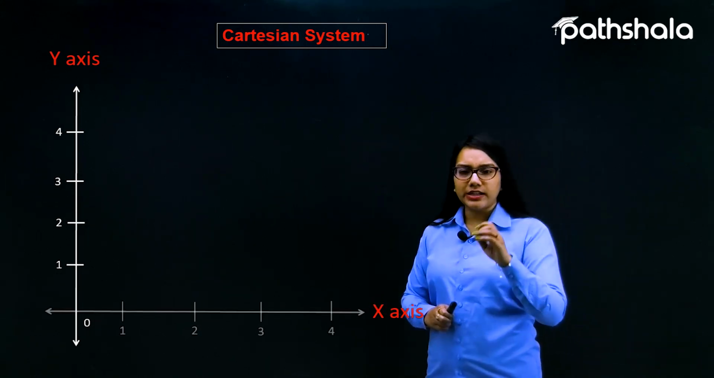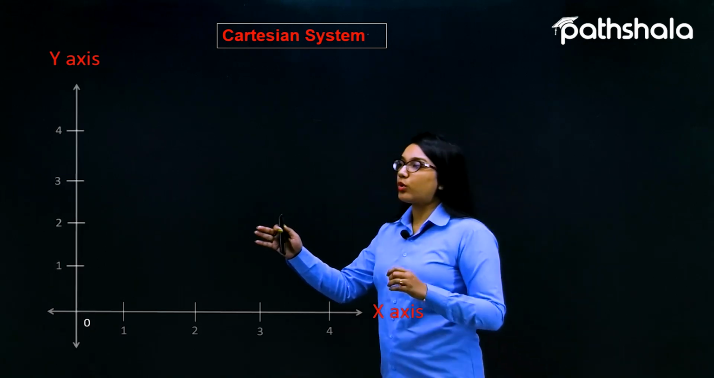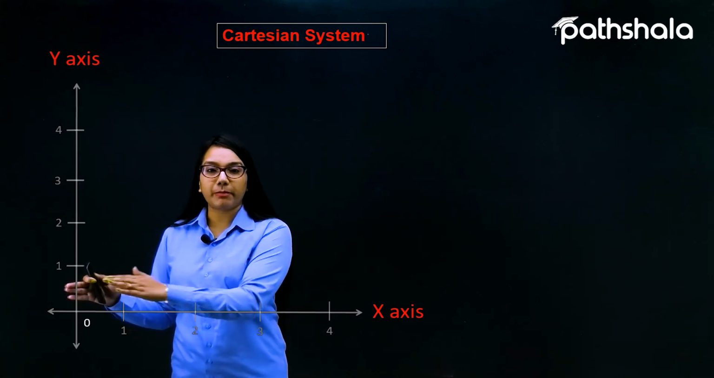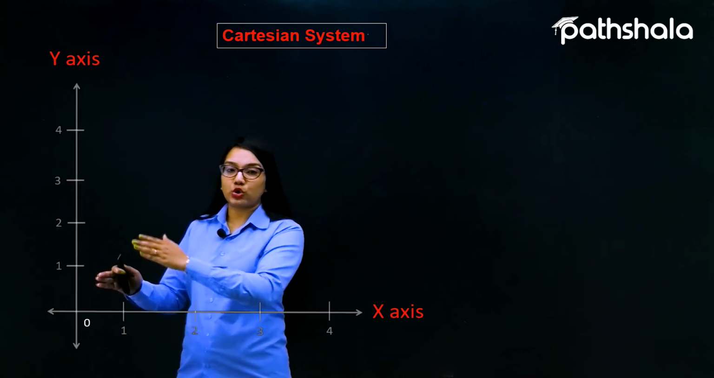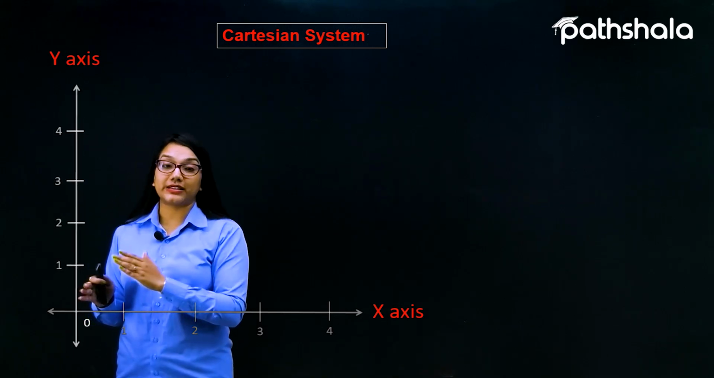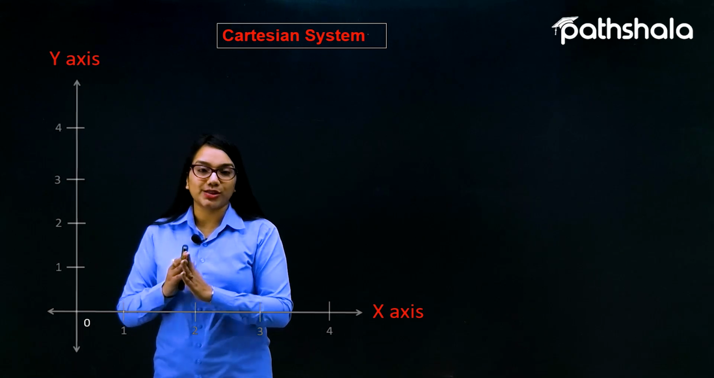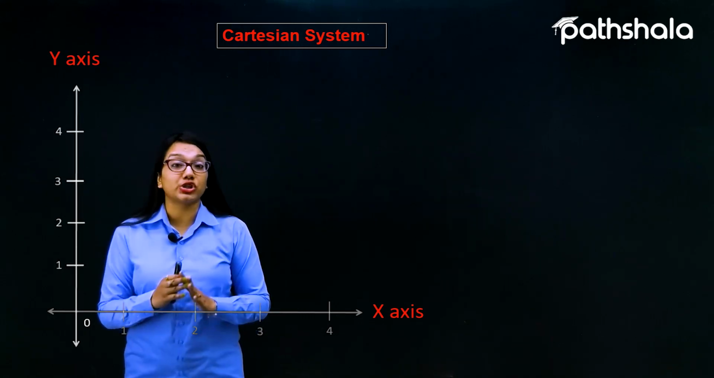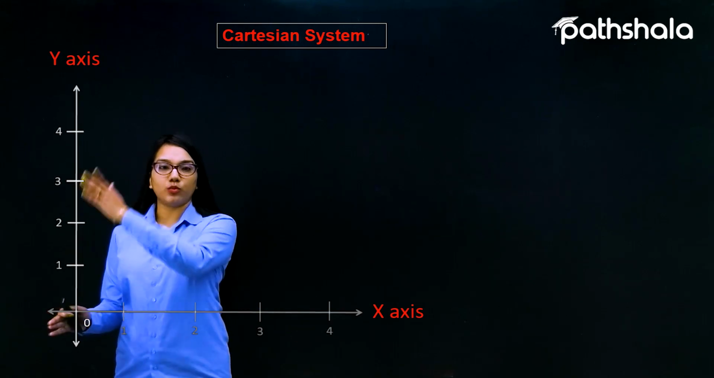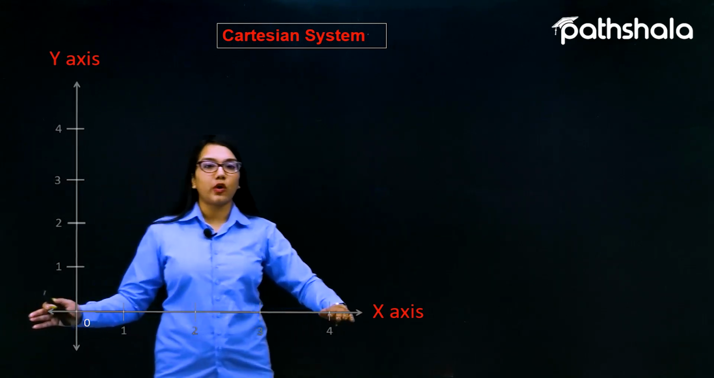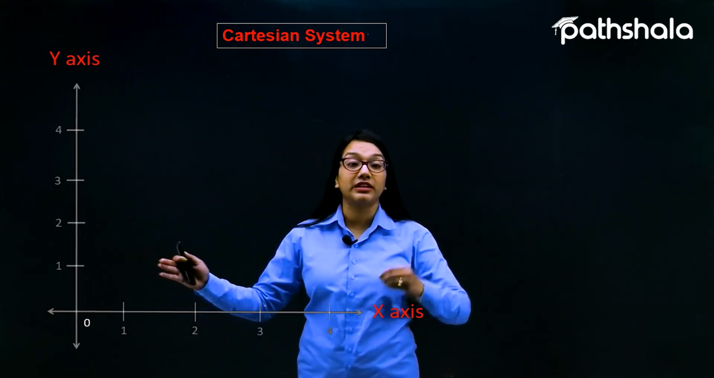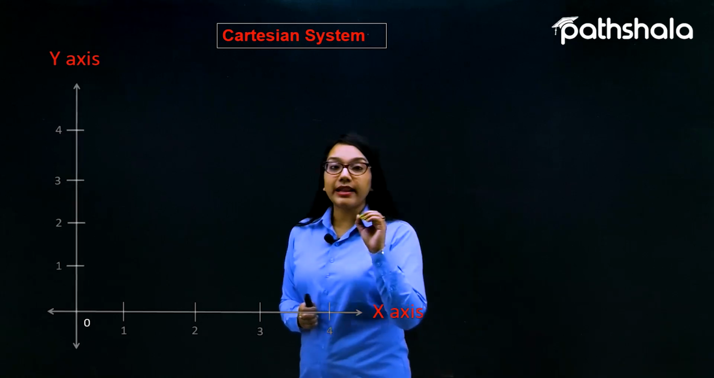Further, let's talk about this vertical line, which is perpendicular to this horizontal line. This vertical line is called the y-axis. Always remember that in a Cartesian system, we have two lines, a horizontal one and a vertical one. The horizontal line is called the x-axis, and the vertical one is called the y-axis.